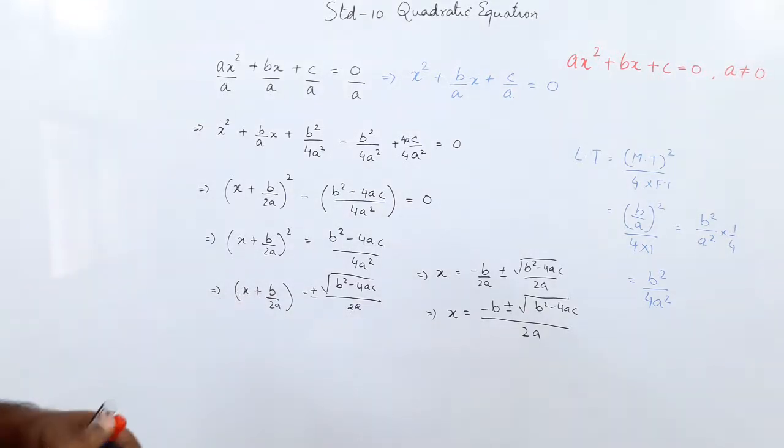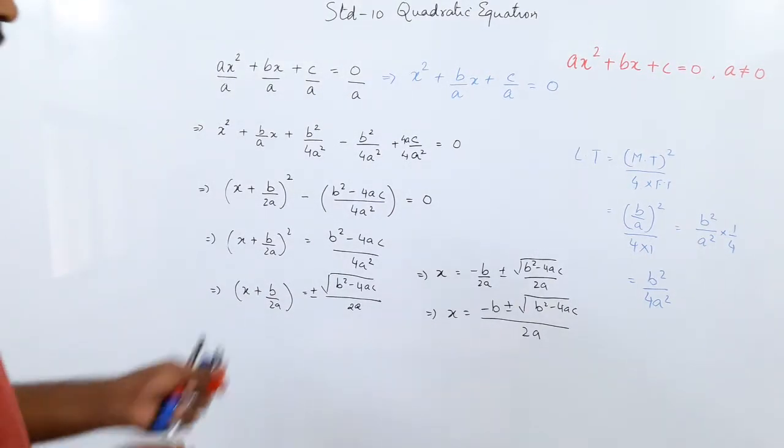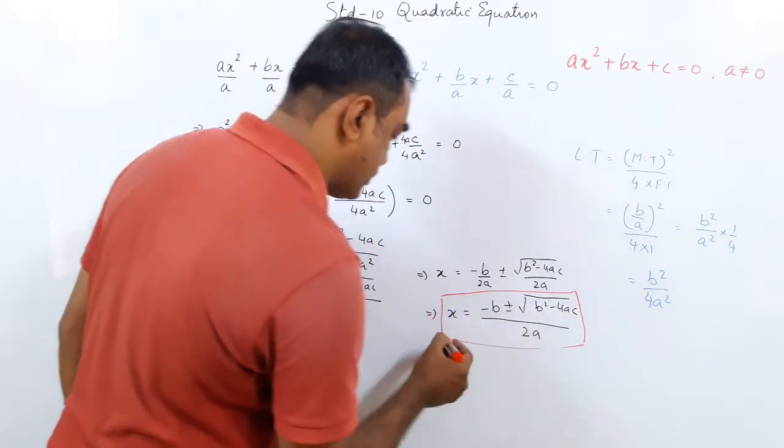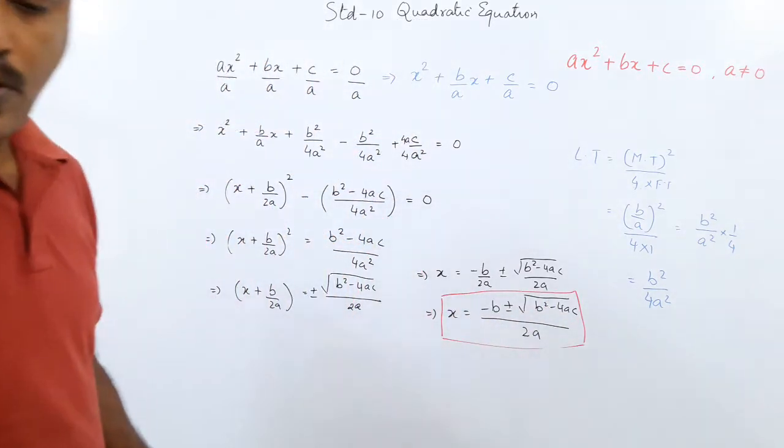So this is the formula we derived. So what do you follow from this? What have you followed from here?